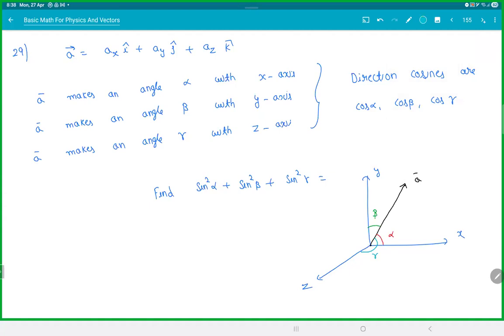Do one thing. Let's first find cos alpha, cos beta, cos gamma. Start from there. So the vector a bar is forming angles alpha, beta, gamma with the x, y, z axes. Find alpha, beta, gamma. Let's start from there.